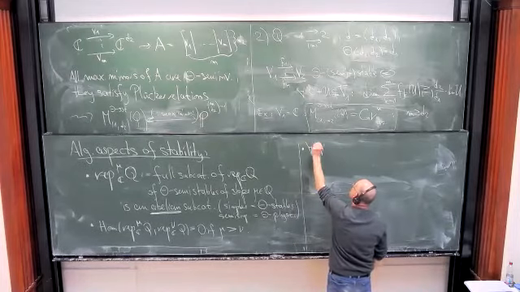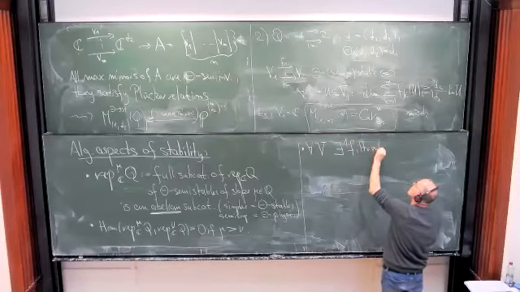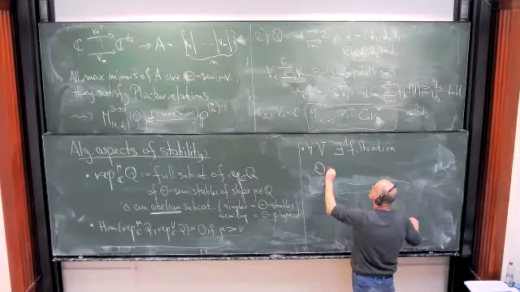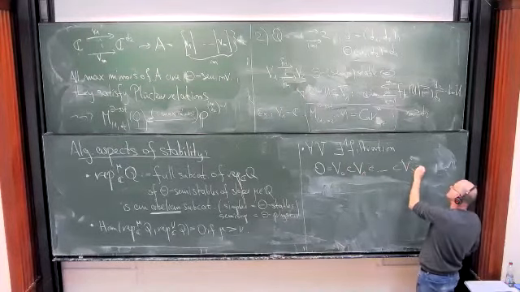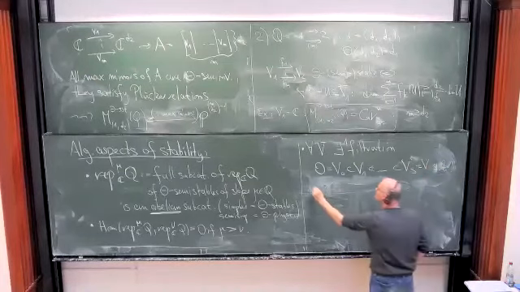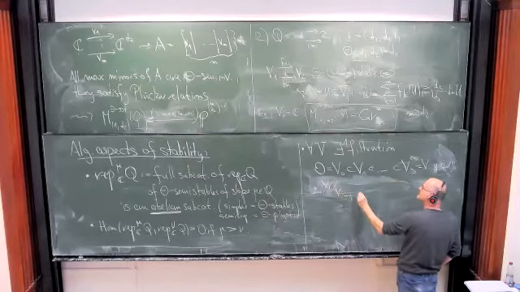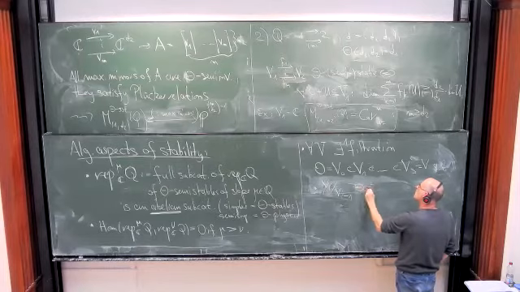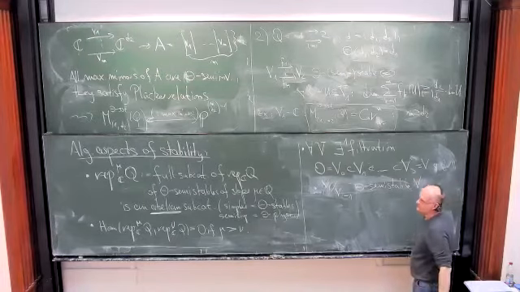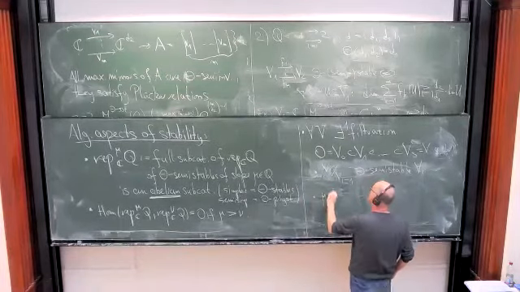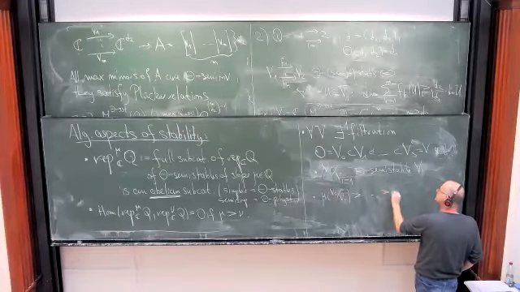So for all representations V, there exists a unique filtration 0 equals V0 in V1 and so on in Vs equals V, such that first all the subquotients Vi by Vi minus 1 are semi-stable. And you do this in a certain ordering. So the slopes of these subquotients are strictly decreasing.